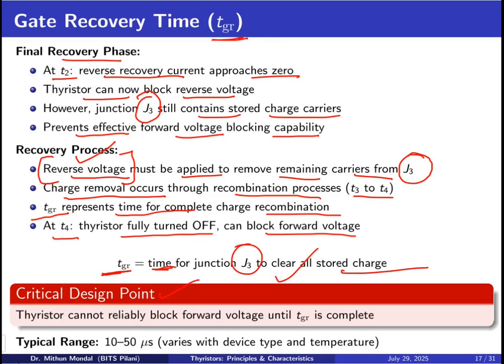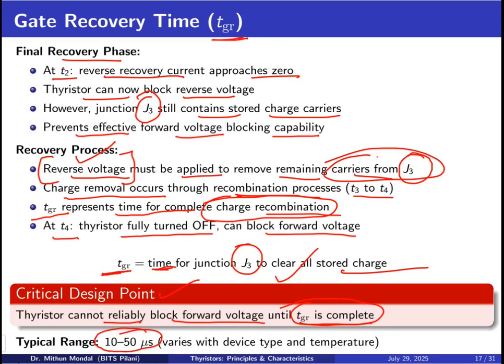TGR is basically the time for junction J3 to clear off all the stored charges. Critical design point: the thyristor cannot reliably block the forward voltage until TGR is complete. So TGR, which is the charge recombination time, you have to complete. All the charges in the junction J3 will be removed, and this typical range of time is 10 to 50 microseconds. Again, it varies with the type of the device as well as the temperature.